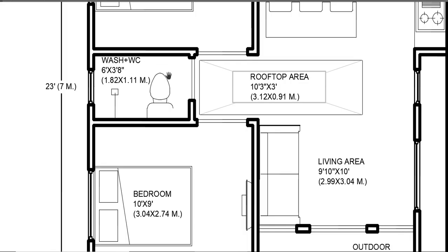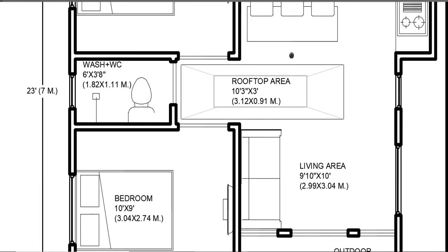So we have common use washroom plus water closet here. The size of the washroom is 6 feet into 3 feet 8 inches, in meter 1.82 into 1.11 meter. You can see here the water closet and the shower. Also we have ventilator for ventilation of this washroom. After that we will go inside.